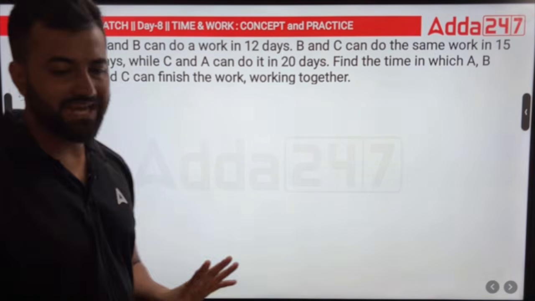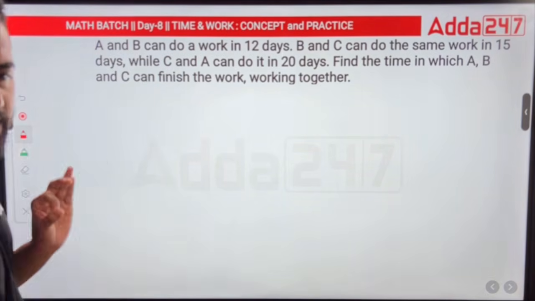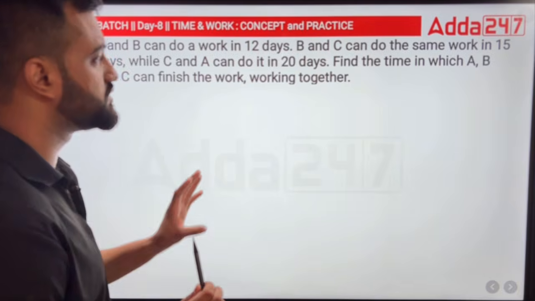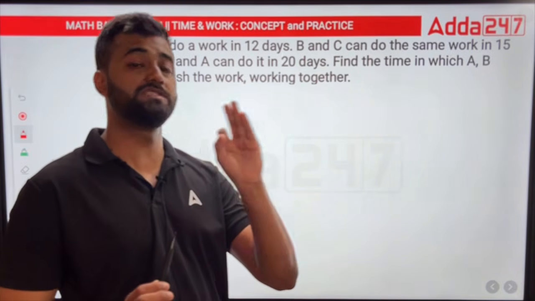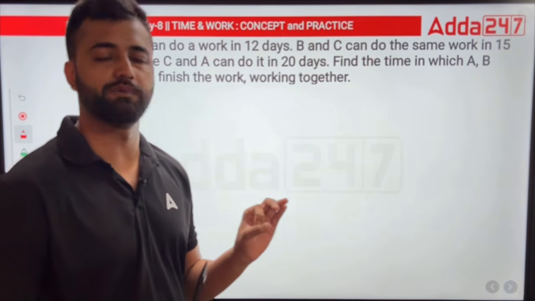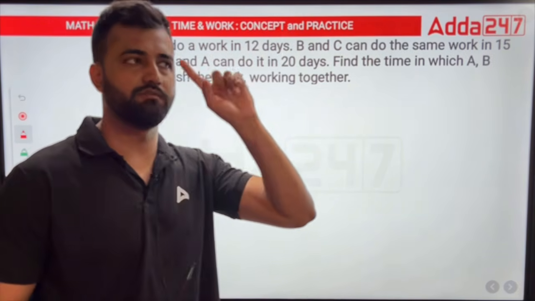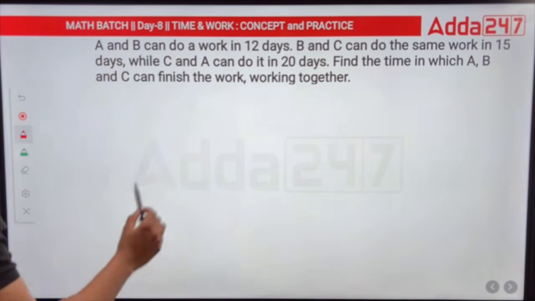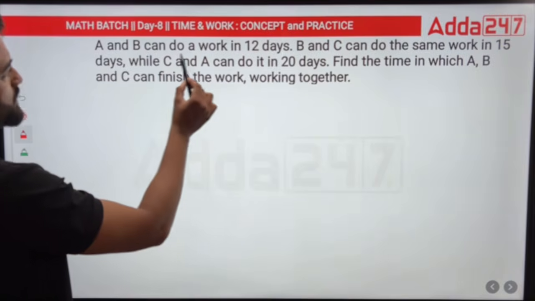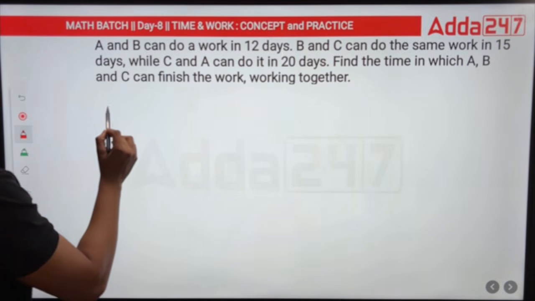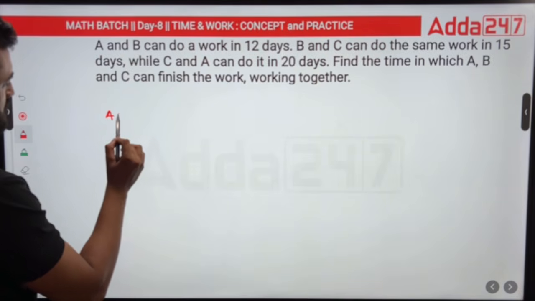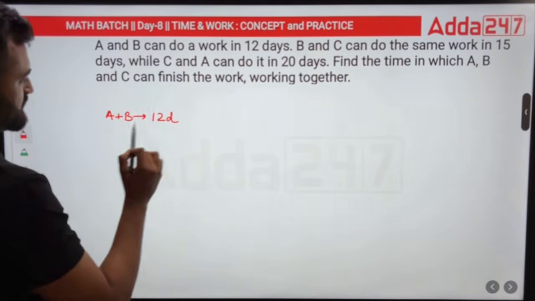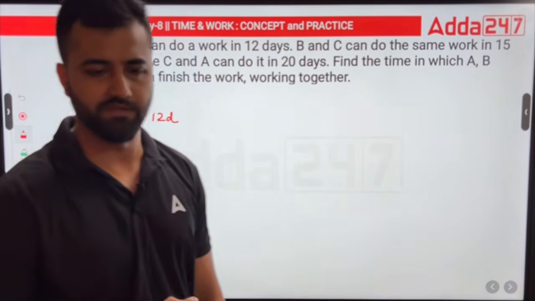A and B can do a work in 12 days, right? A bit tricky question, but very simple. You just have to see the pattern of solving this particular question and keep it in your brain. When you see such a question, you solve it like that. It will be very easy for you. So what's given is A and B can do a piece of work in 12 days. When I make A and B work together, they complete the task in 12 days.